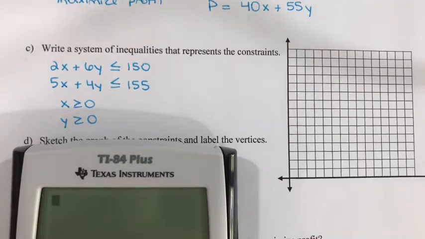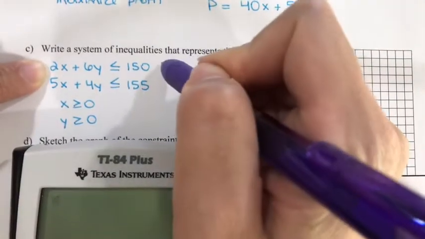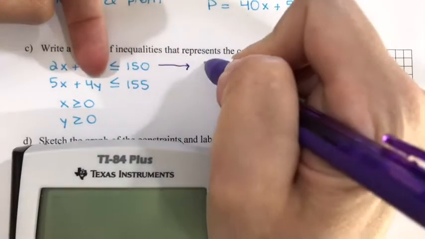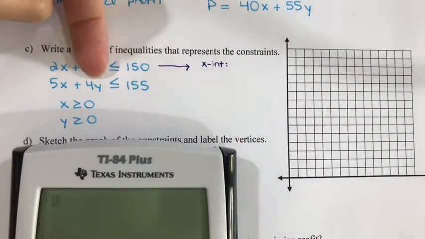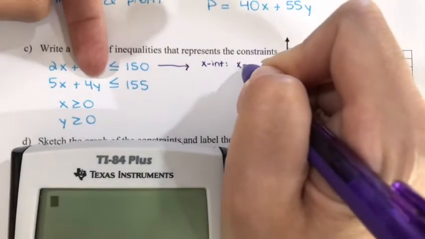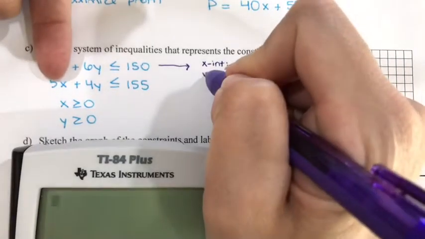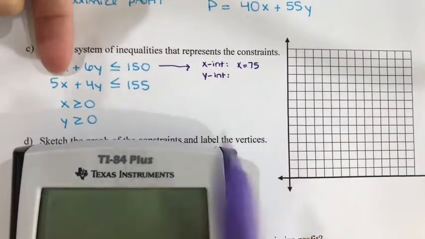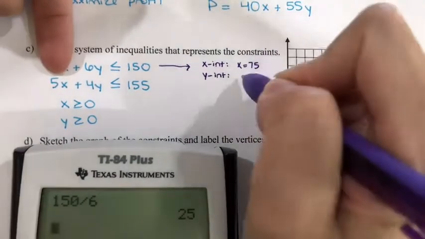Let's start with, we'll use a couple different colors, this top equation. The x-intercept comes from covering up the y. So we have 2x equals 150, x would equal 75. To find the y-intercept, cover up the x. So we've got 150 divided by 6, and we have 25.